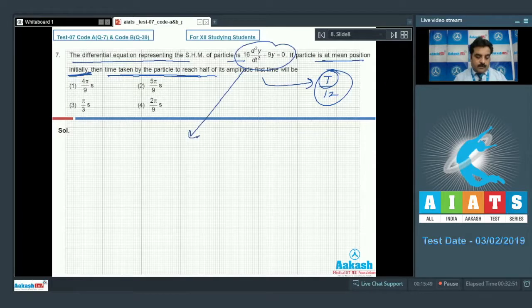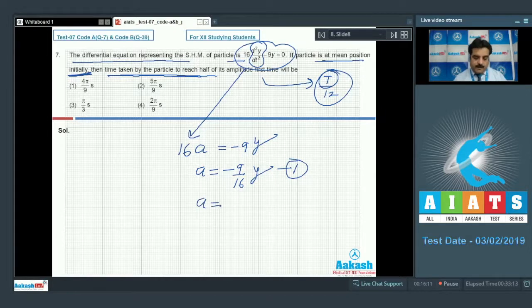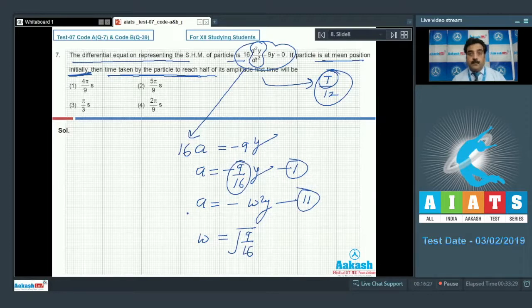You know this equation, 16 times the second derivative, which is just equal to acceleration, and 9y you will write like that, 9y. So a is equal to minus 9 upon 16 y. This is equation number 1, and you can compare it with a equal to minus omega square y, the general equation, because I need the value of omega once again. So without any hesitation, you will write omega is equal to root of 9 upon 16, because this is the value of omega square.